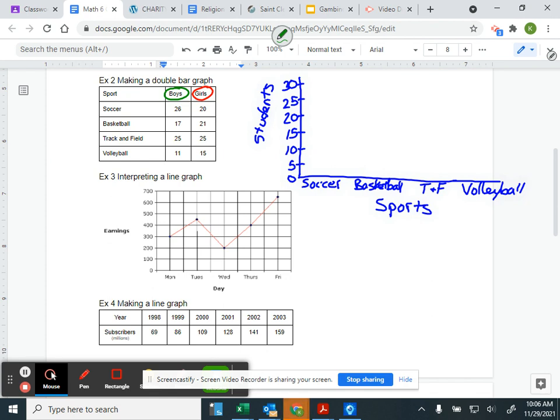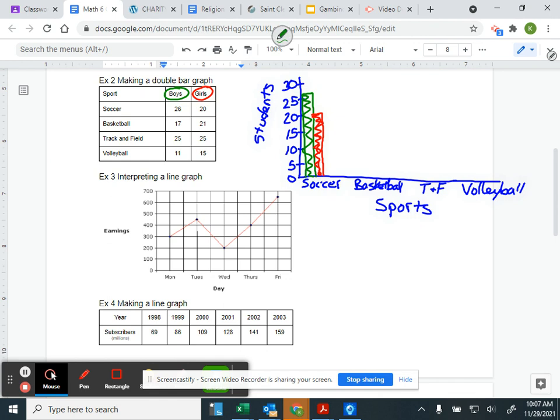So soccer, there were 26 boys. And my girls had 20. So they are actually going to be touching each other because they're both for soccer. We leave the space when it's for a different sport.